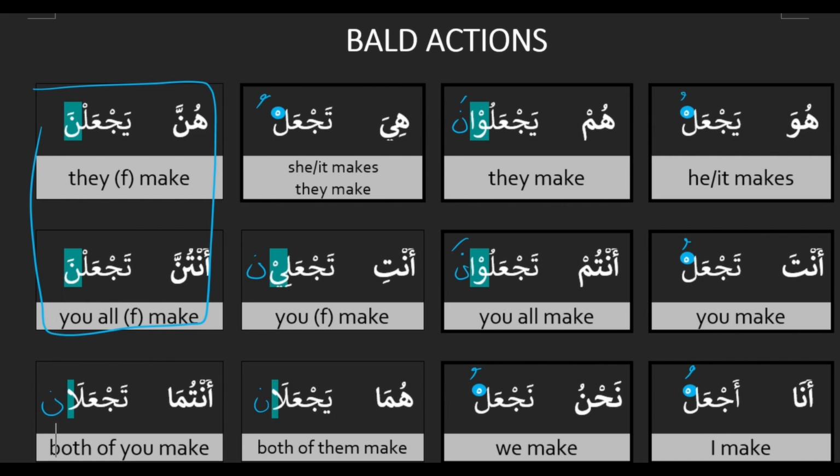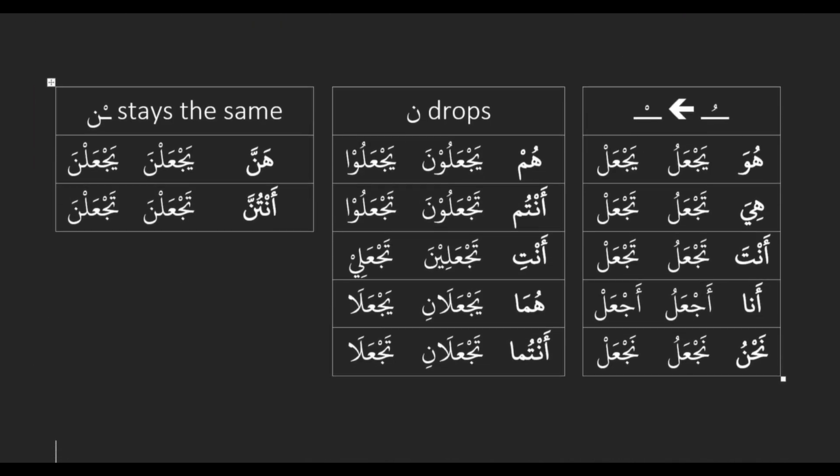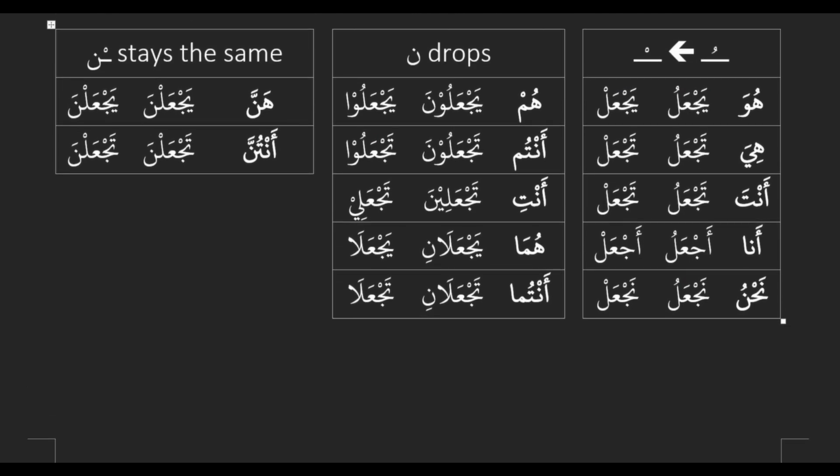Recap of bald actions. What are the two changes that occur? If it originally ended in Dhamma, it changes to sukun. If there was a noon there, the noon drops. And the feminine stays the same. It's like a woman wearing hijab: if she's bald, you can't tell. That's a good memory device. So u becomes sukun, noon drops, and the noon hijab stays on.